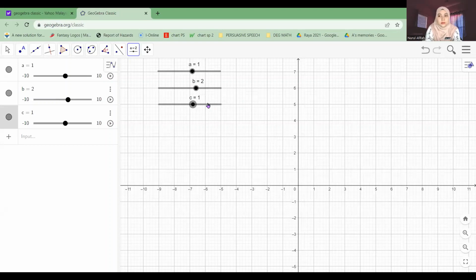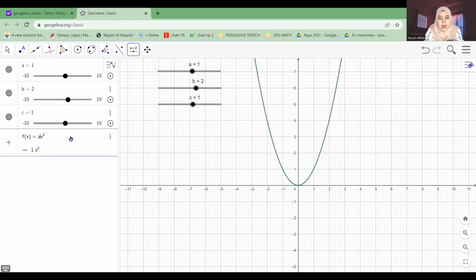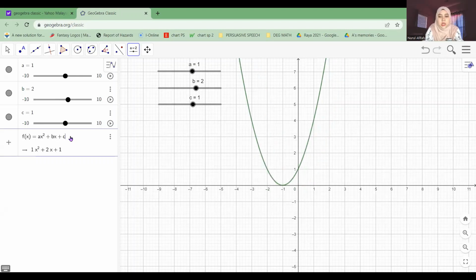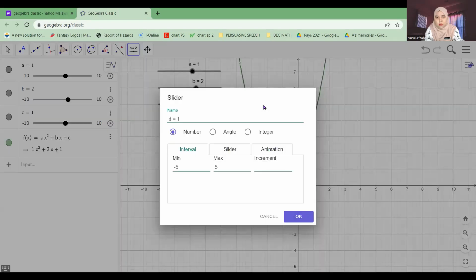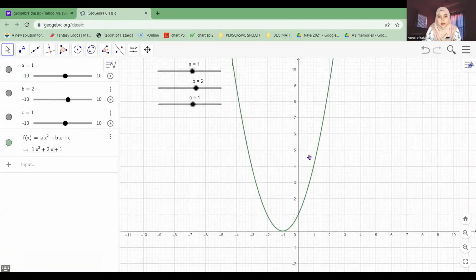Can you follow? Yes. Okay, next, I want you to input our quadratic function, which is f(x) equal to a x squared plus bx plus c. Okay, enter. Okay, can you get it?